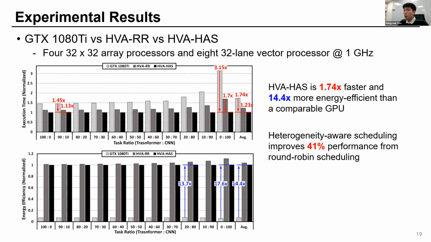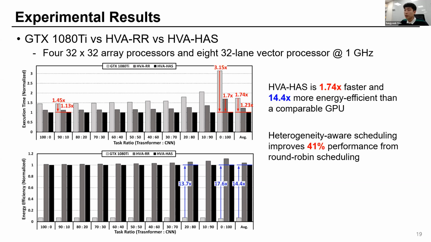For the generated workload, we measured the total execution time and energy efficiency on 3 hardware options: GTX 1080 Ti GPU, the proposed HVA architecture with round-robin scheduling, and with HAS. The experimental results showed that the proposed heterogeneous architecture is promising for multi-DNN inference workloads.